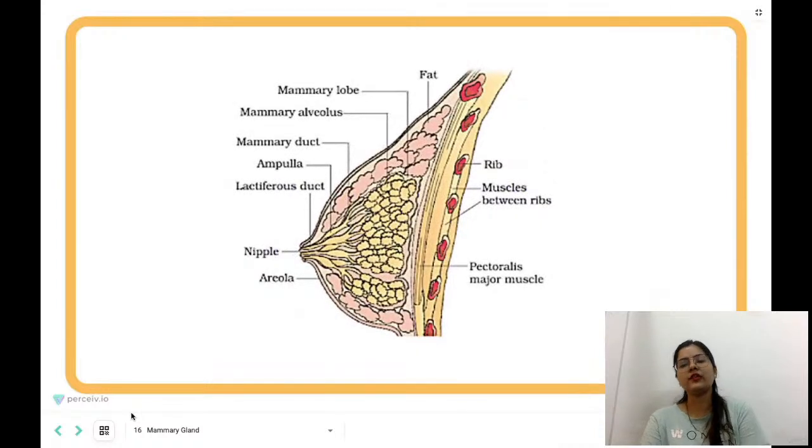Now, let us look into and talk about the next important component, which is your mammary glands.